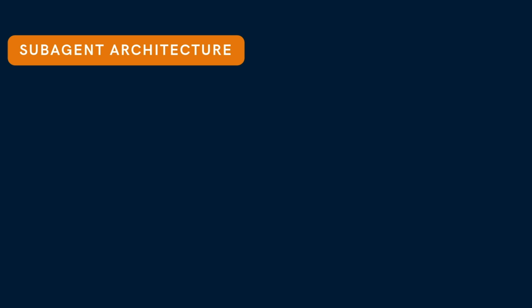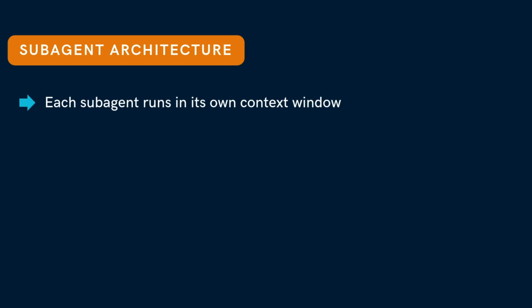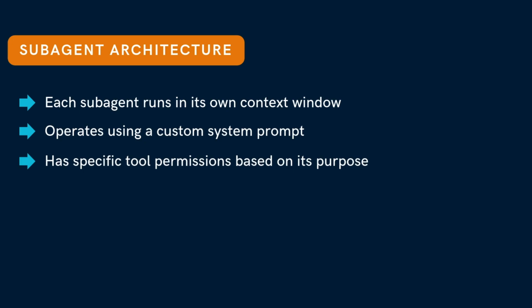Every subagent runs in its own context window. That means it works separately without mixing up information. It follows its own small set of rules or instructions. Those guide what it should do and how it should behave. Each subagent also has certain tools it's allowed to use. These tools match the kind of job that subagent is designed for.